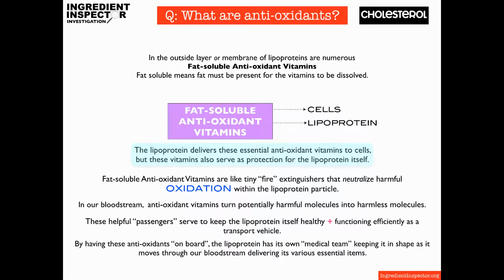So by having these antioxidants on board, contained within it, the lipoprotein basically has its own medical team keeping it in shape as it moves through our bloodstream, delivering its various essential items.